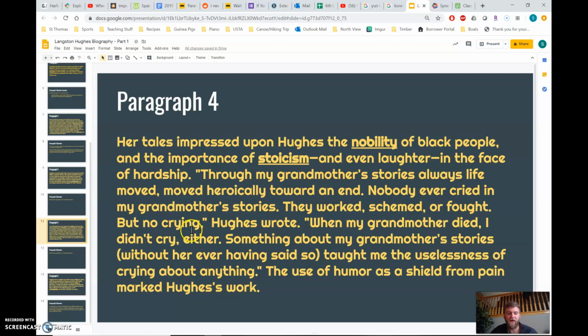When my grandmother died, I didn't cry either. Something about my grandmother's stories, without her having said so, taught me the uselessness of crying about anything. The use of humor as a shield from pain marked Hughes's work. So think about that when we begin reading his work.